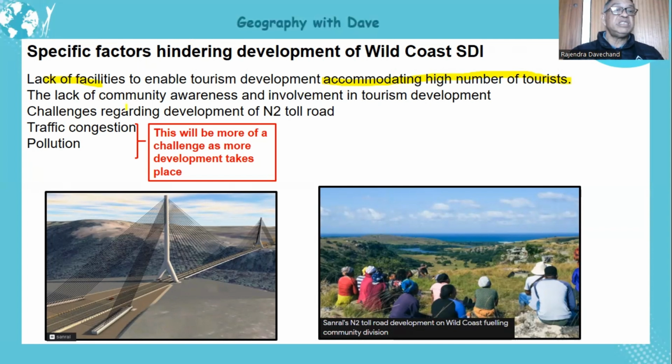Lack of community awareness and involvement in the tourism development. Okay, it may sound odd, but remember, the Eastern Cape, like other regions, is steeped in rich, valuable culture. This has determined people's values, and their lifestyles and activities are linked to the rich cultural heritage. All right, and it has been working for them. It's brought in beautiful values.